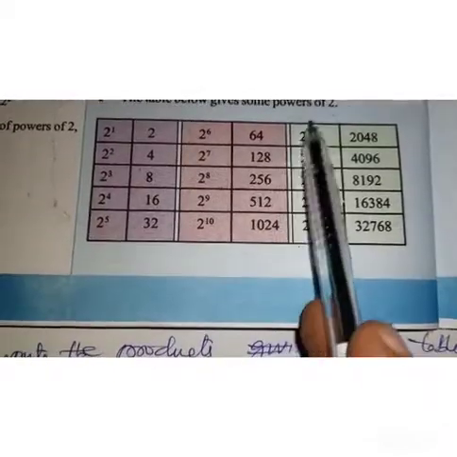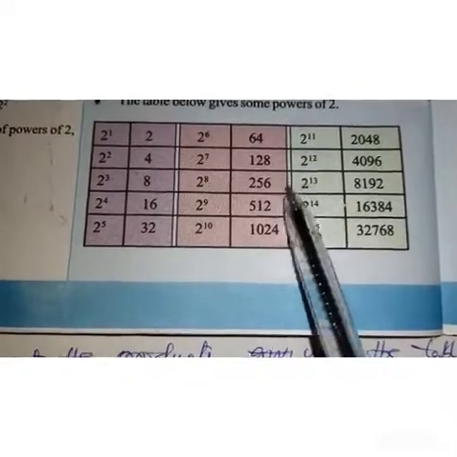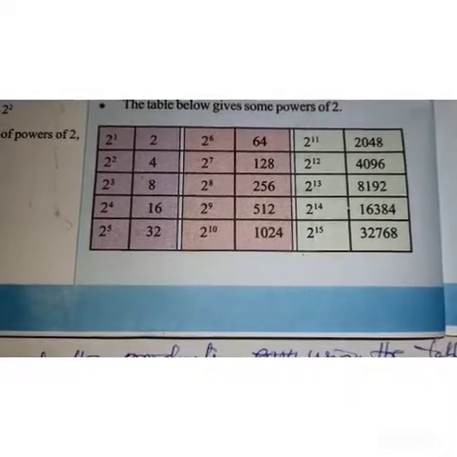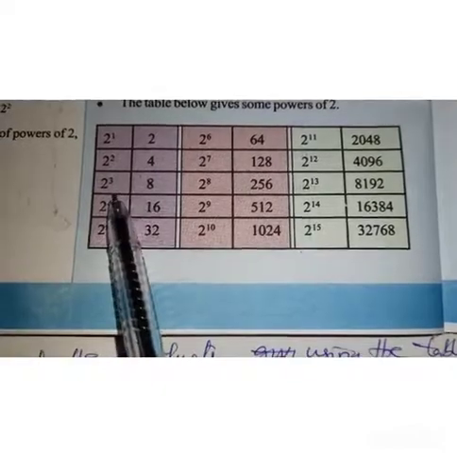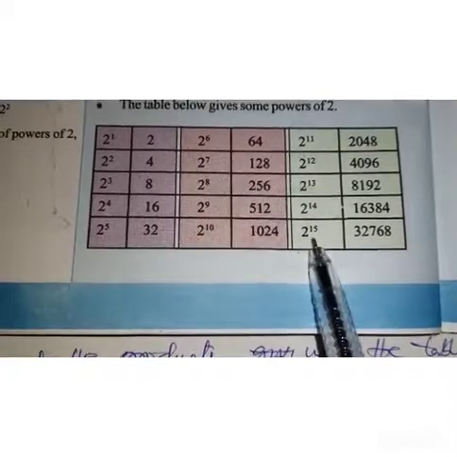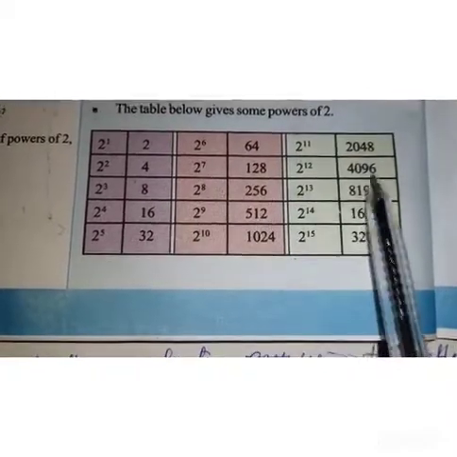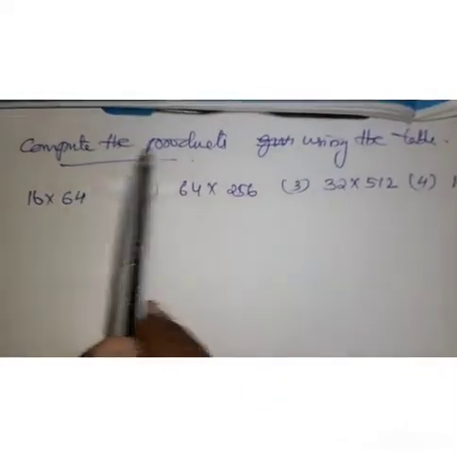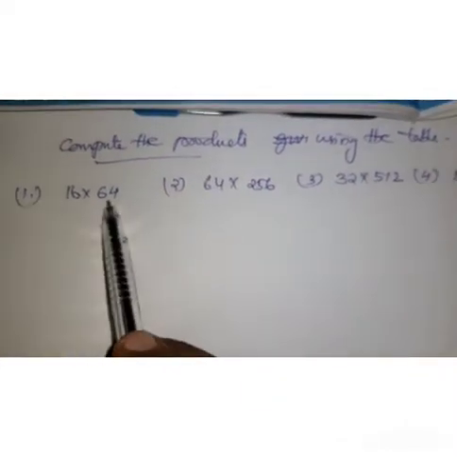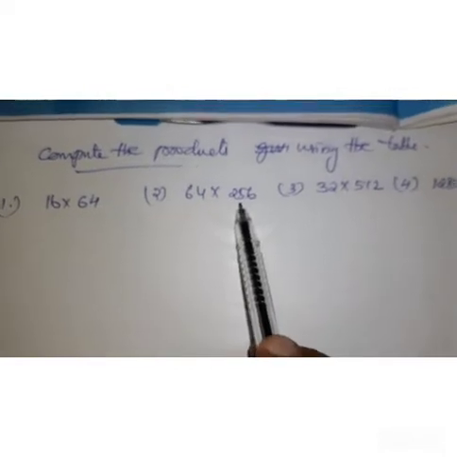Powers of 2 are given in the table. Using this data, we have to compute the product of numbers. So see here, 2 raised to 1 is 2, 2 raised to 2 is 4, 2 raised to 3 is 8, 2 raised to 4 is 16, 2 raised to 5 is 32, like that till 2 raised to 15 is given. Using these values, you have to compute the questions. Compute the product. First one is 16 into 64. Next, 64 into 256.